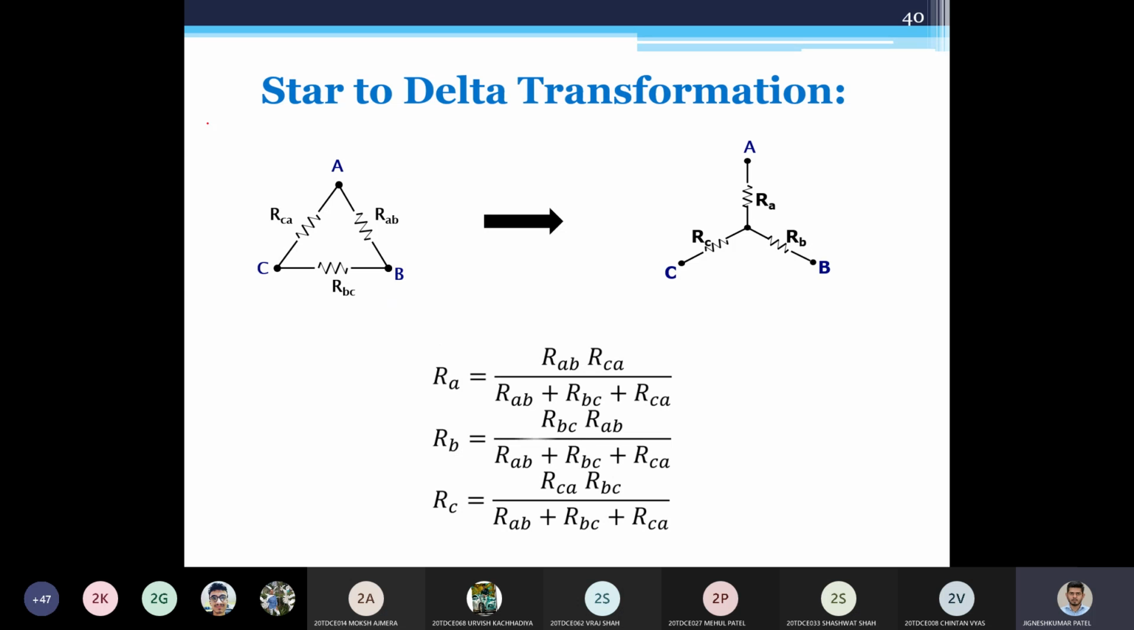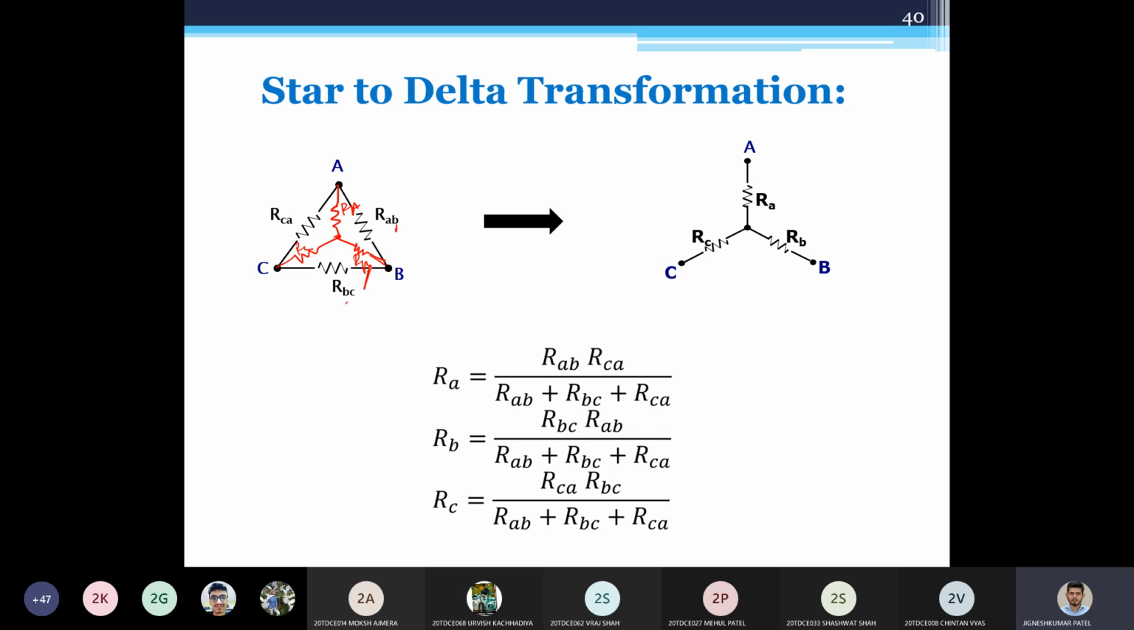In case of reverse connection, delta to star, again, whenever you draw a star from the delta, I'll be having three resistors with a common point. I'm drawing a delta over here, so you can better understand it. So here, this is RAB and this is RCA. In between these two, the resistor coming in between would always be RA, appearing between CA and AB. B is common here, B is common here. So this is my RB and this is my RC. Keep that notation in mind.